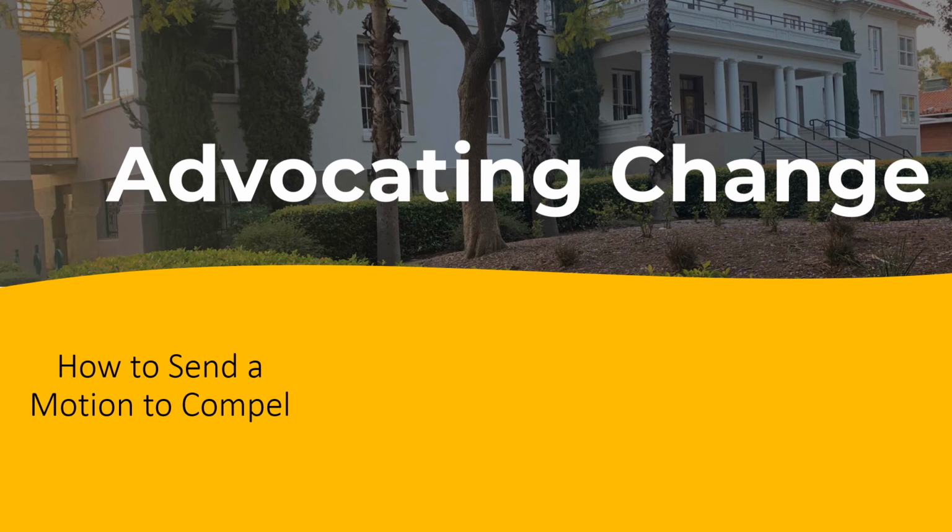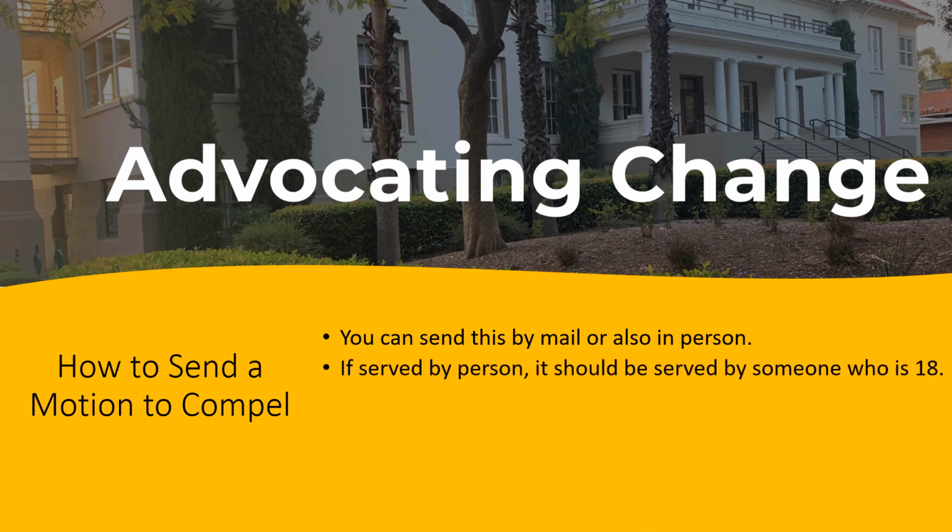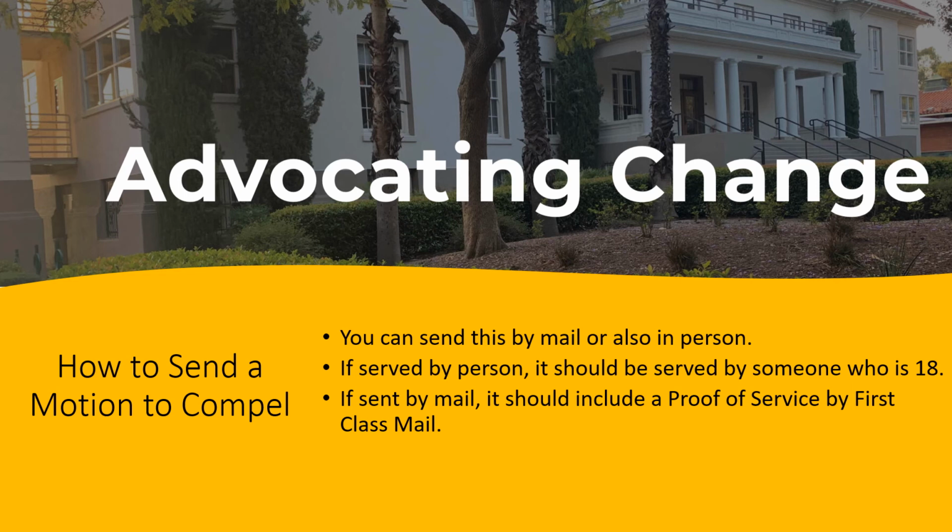How to send a motion to compel. You can send this by mail or also in person. If served by person, it should be served by someone who is 18 years or older and not a party to the case, and sent with a proof of personal service. If sent by mail, it should include a proof of service by first-class mail.